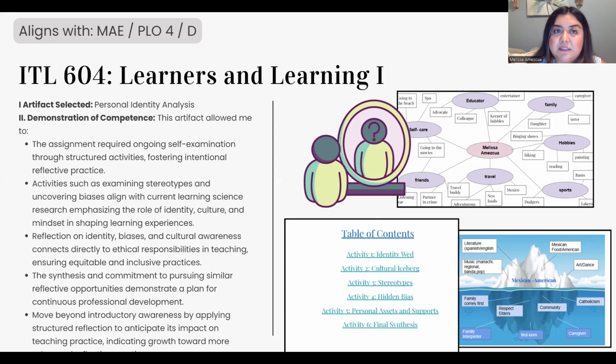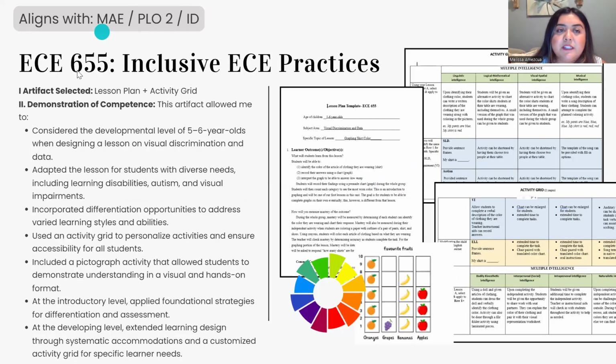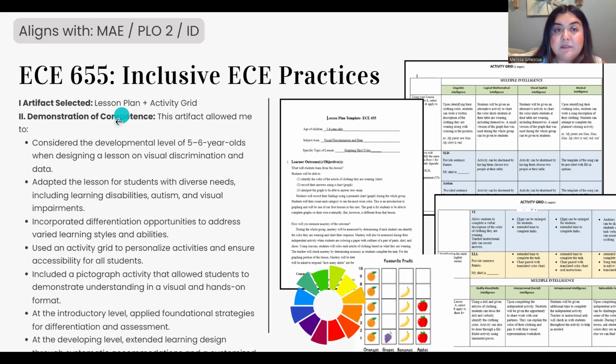So again, it shows that I did meet PLO 4 at a developing level. For the next course, it was ECE 655, inclusive ECE practices. For this assignment, I have selected the lesson plan that I created during this course and an activity grid that is tied to that lesson.